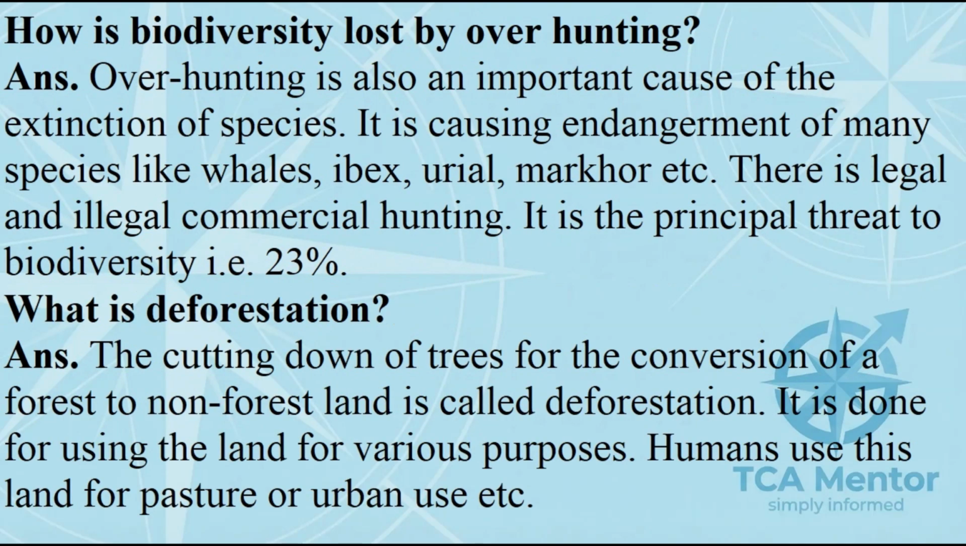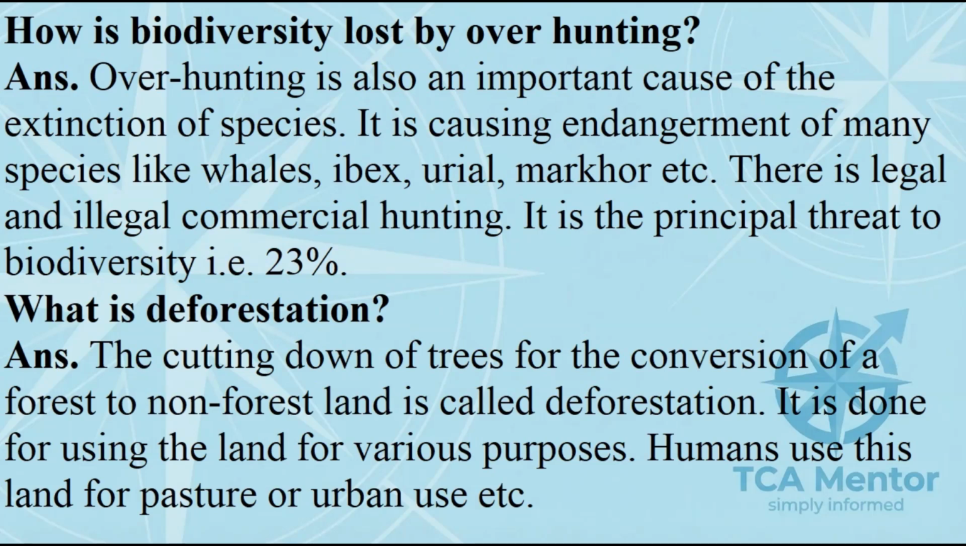How is biodiversity lost by overhunting? What is the role of overhunting in extinction? ANS. Overhunting is also an important cause of the extinction of species. It is causing endangerment of many species like whales, ibex, urial, markhor, etc. There is legal and illegal commercial hunting. It is the principal threat to biodiversity, i.e. 23%.